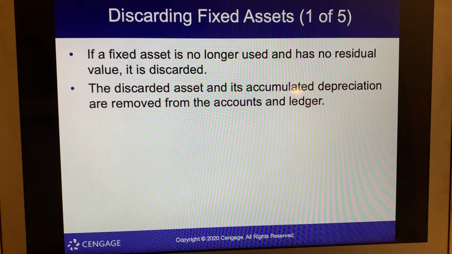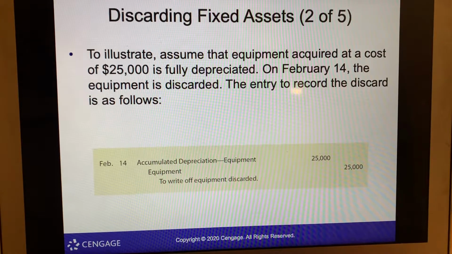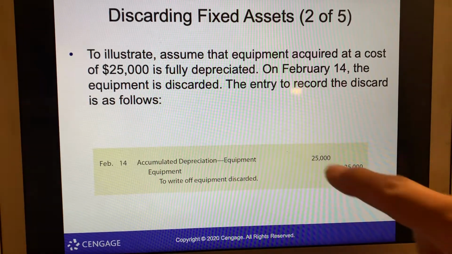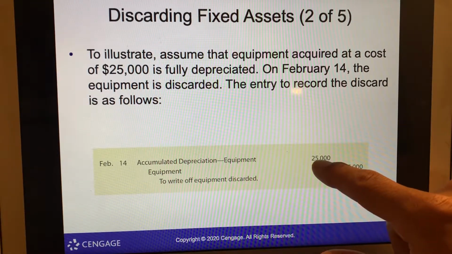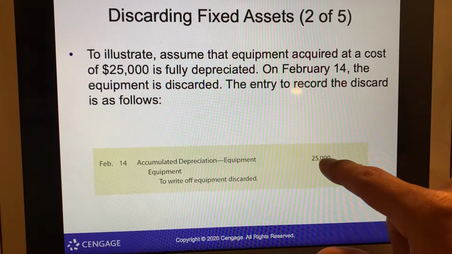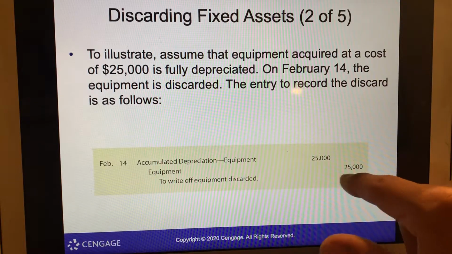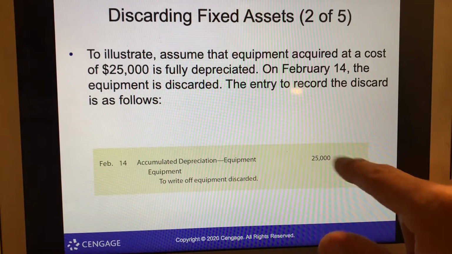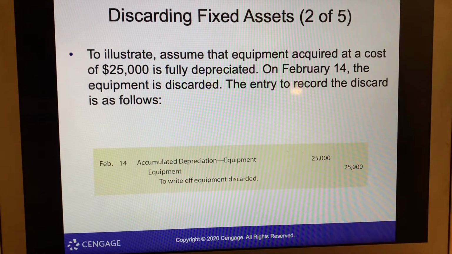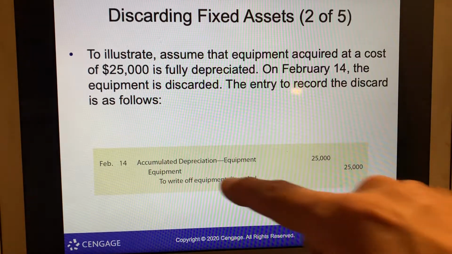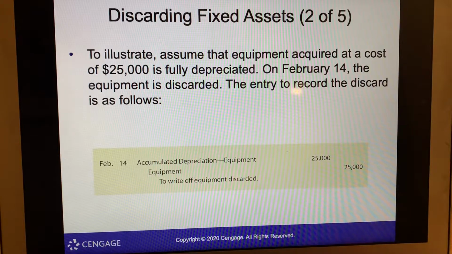Discarding fixed asset. If a fixed asset is no longer used and has no residual value, it is just discarded. The discarded asset and its accumulated depreciation are removed from the accounts and ledger. Okay, so here's what this would look like. We're pulling out accumulated depreciation equipment off of our books. We're also pulling off equipment, so we're completely pulling it off of our balance sheet. Okay, so it says to write off equipment discarded.